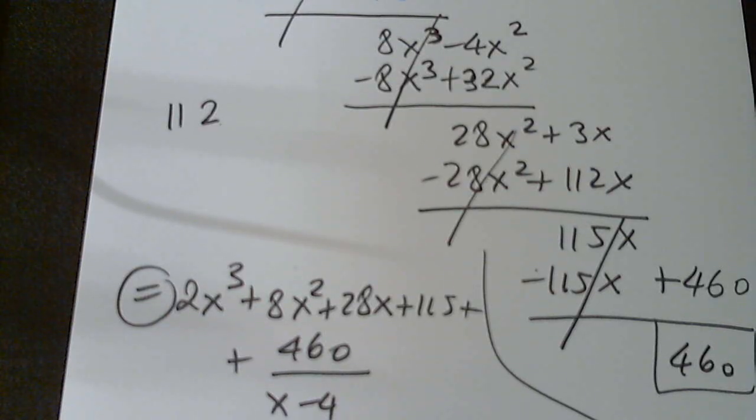And I'm going to use the remainder theorem. I'm going to plug in this polynomial, I'm going to plug in 4. And if the answer is 460, then I check the remainder. If the answer with 4 is not 460, I'll have to go back and check my answers. Okay, it's not 460.